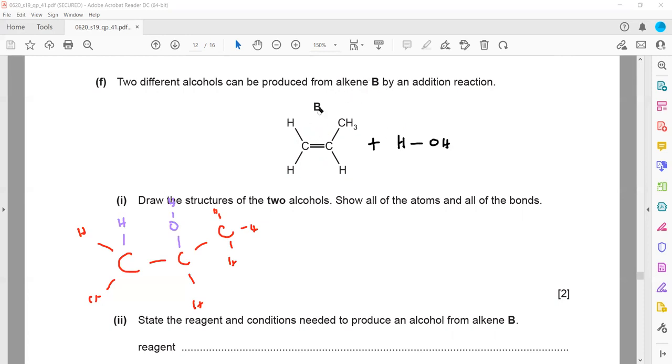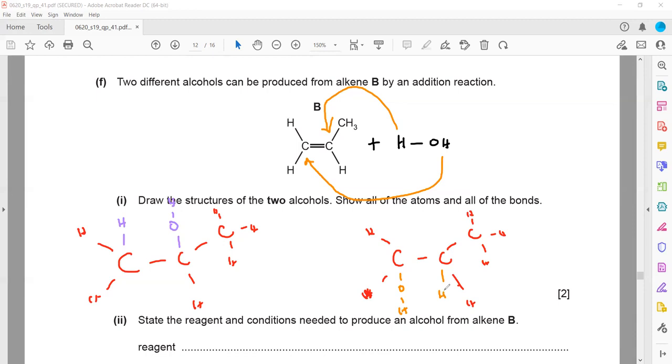What is the second alcohol that could be formed? OH might be added to the first carbon and H might be added to the second carbon. So we'll draw the same structure but without a double bond, and we have to represent all the bonds and all the atoms. So OH might be added to the first carbon and H might be added to the second carbon. So these are the two possible structures of alcohol which could be formed when addition reaction occurs with steam.